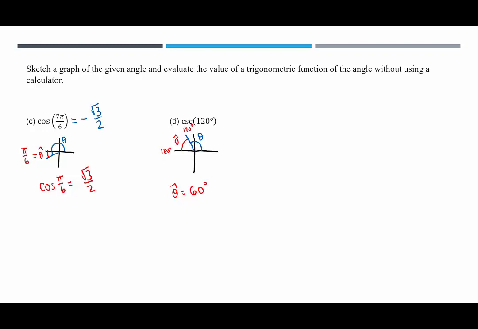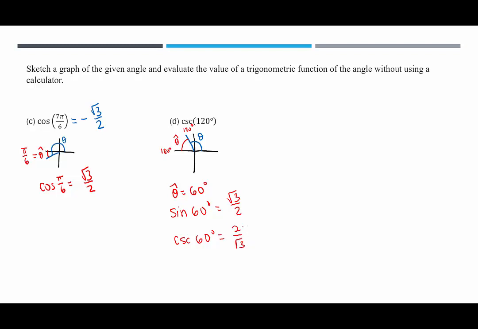This is cosecant. It might be helpful to think of sine. Cosecant is the reciprocal of sine. And we're in quadrant 2 where sine is positive, therefore cosecant is also positive. So first what I'm going to do is figure out sine of 60 degrees. Sine of 60 degrees is root 3 over 2. So now I can take the reciprocal to figure out what cosecant is. Cosecant of 60 degrees would be the reciprocal, that would be 2 over root 3.